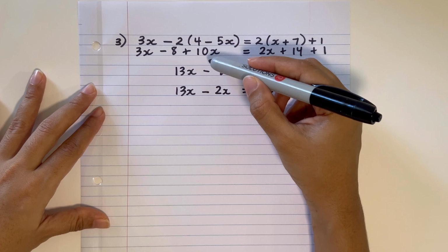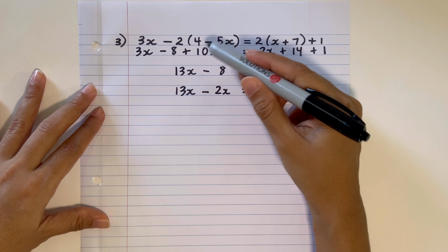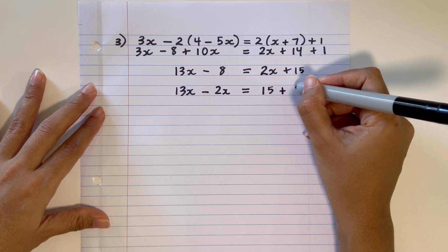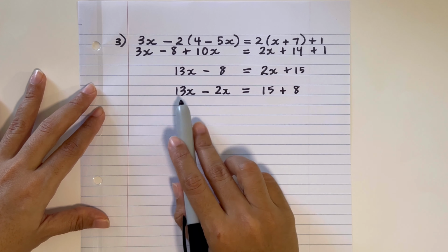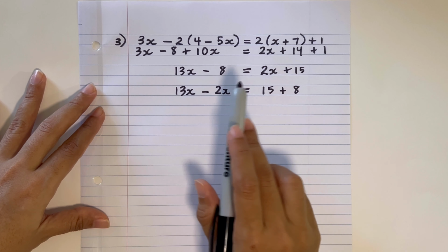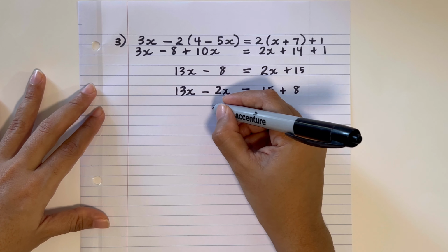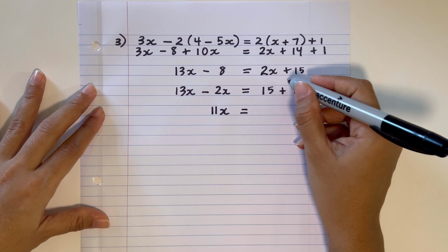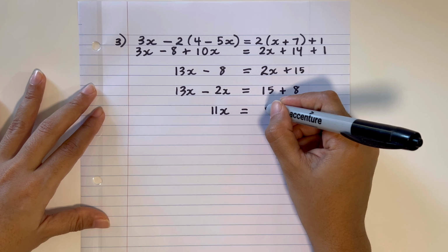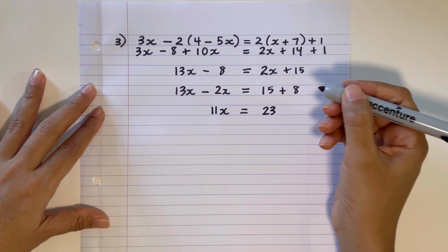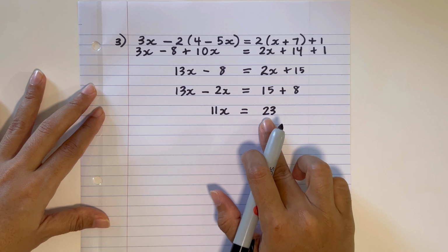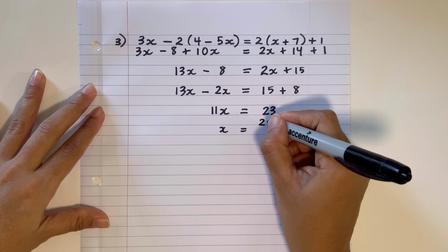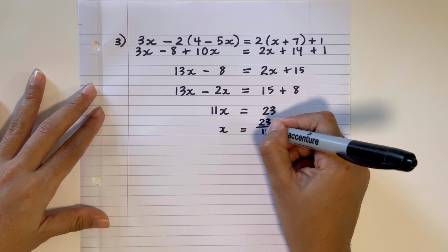I'm going to move minus 8 from the left-hand side to the right-hand side. Since it is minus, it becomes positive, plus. And let's simplify. 13 minus 2 is 11. So 11x is equal to 15 plus 8 is 23. So if 11 times x is 23, then x would be equal to 23 divided by 11.